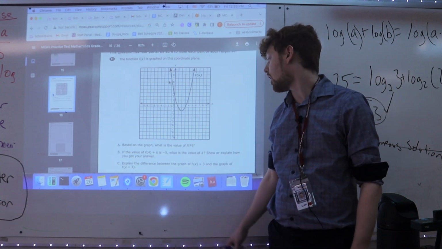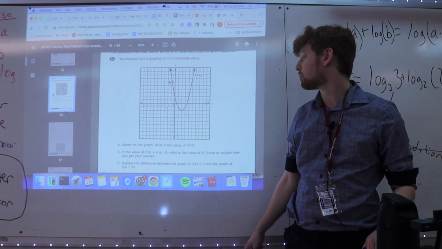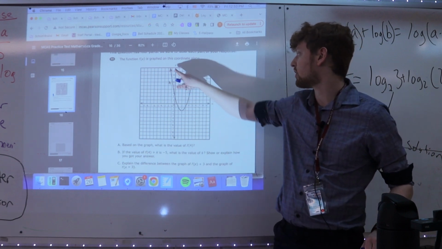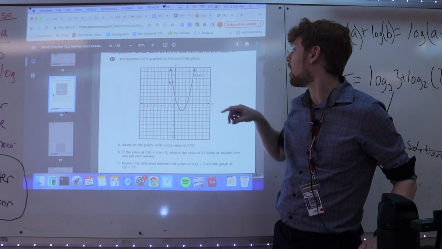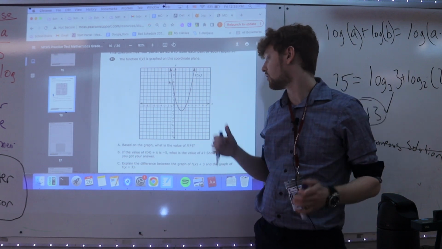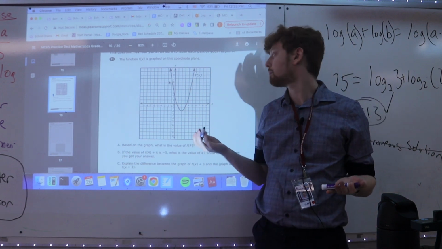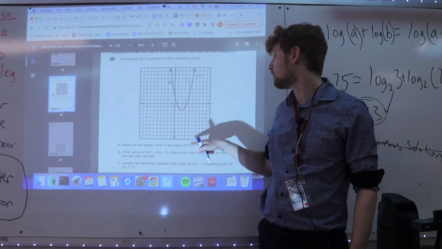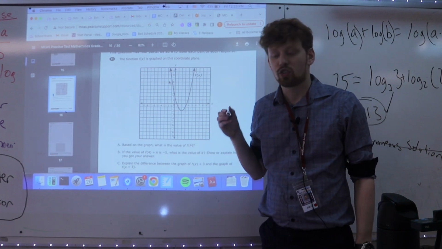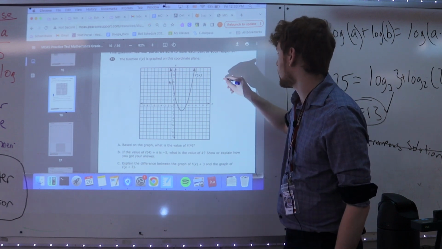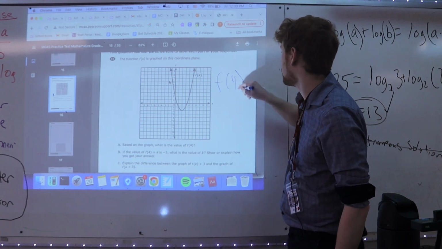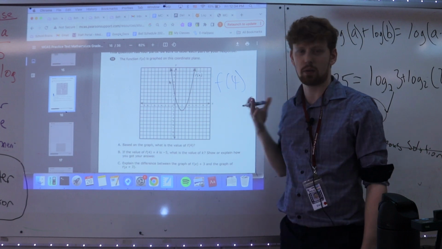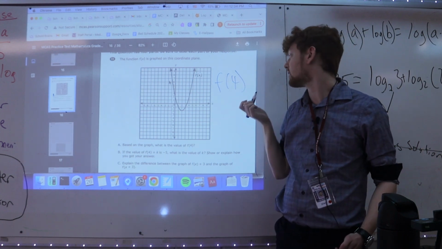So part A of this graph problem: they gave us a U-shaped graph to start, which is a quadratic function. I don't know if that question specifically is going to pop up, but just so we know, it's a U-shaped graph. And it asks us, based on the graph, what is the value of f of 4? Students all the time look at this and get very confused when they see it. And they go, okay, well, what is this f? What does that mean?